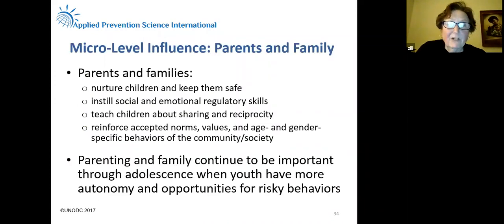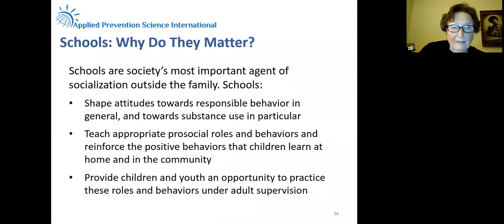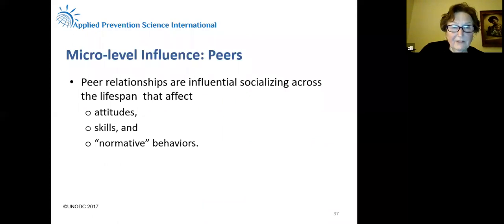These are the different roles that parents have. I'm not going to go into this because of time, but each of these micro level influences are very important for us. I'm skipping through this.